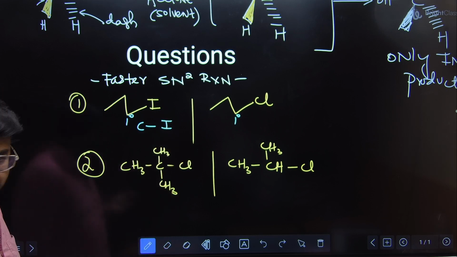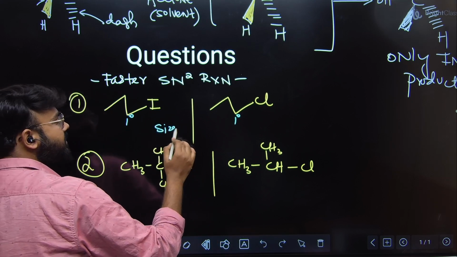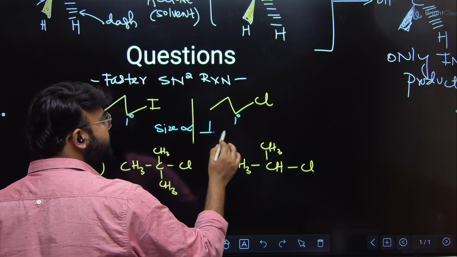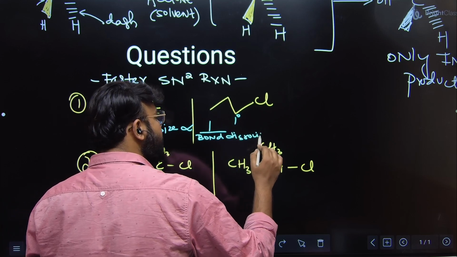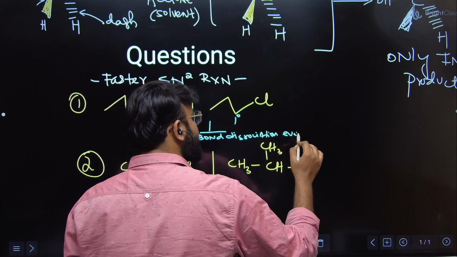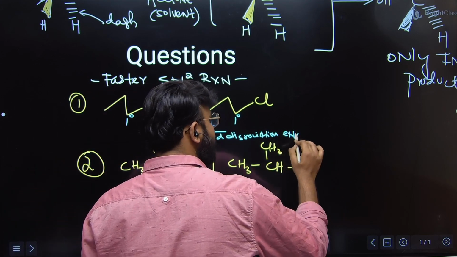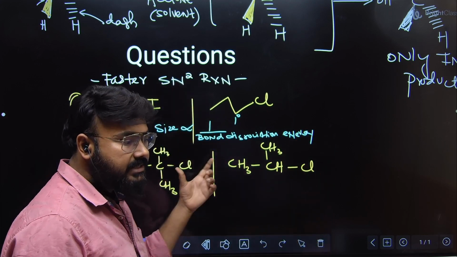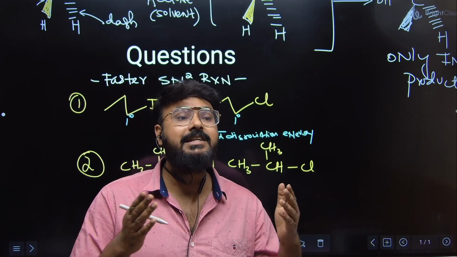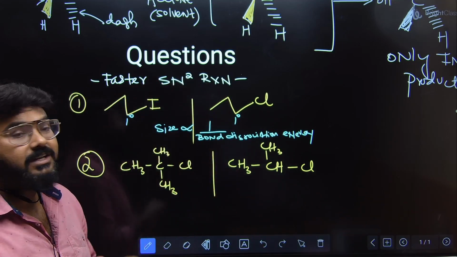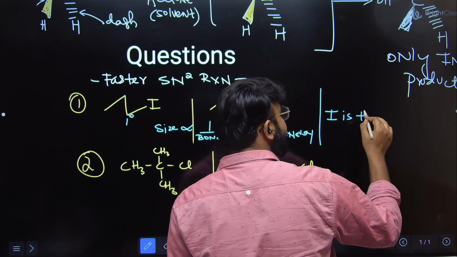But if you see the size of carbon and iodine, iodine size is bigger, right? So all of you write it down. Size is inversely proportional to bond dissociation energy. Avantika, you're clear? Because when size is more, longer will be the bond length, and it is easy to break. So that is why iodine is a very good leaving group. So write it down. Iodine is the best leaving group.